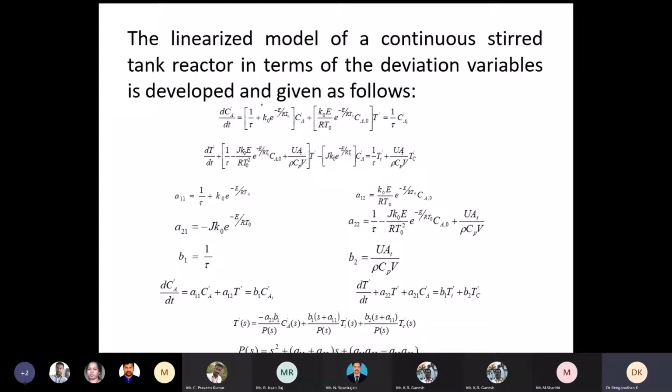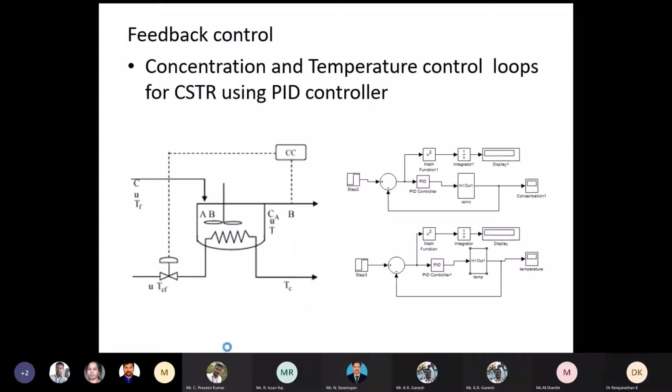From the complex expression, we bring it to a simplified expression just for us to do the analysis. That is the idea behind it. Analysis can be done easily when it is a linearized system. Once that is done, we can go for the controller. In the case of a CSTR, we can do concentration and temperature control. Once we have the expressions, we can consider any of the inputs and do an analysis.